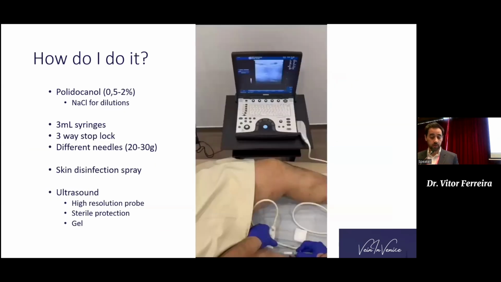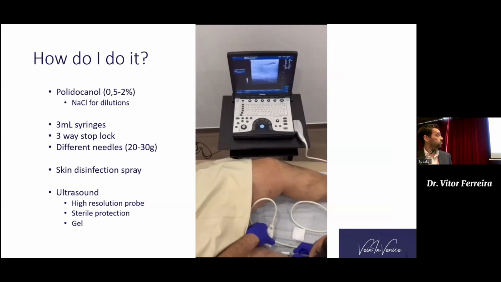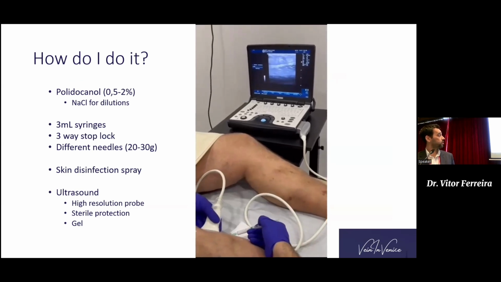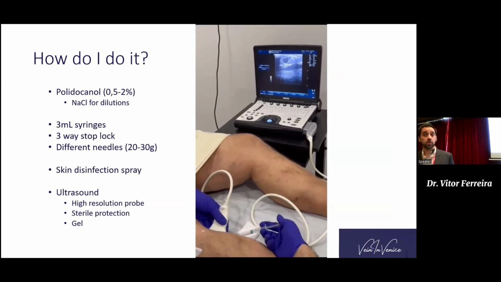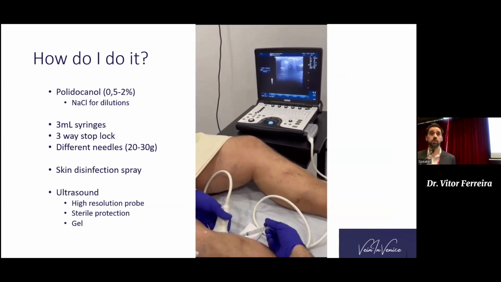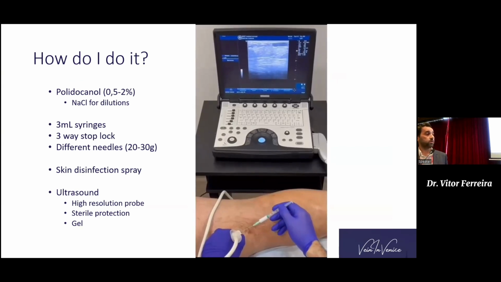So how do I do it? I think my colleagues already explained very well the evidence and the studies, so I'll present a more practical approach. How do I do it? I try to keep my setup pretty simple. I use longitudinal view, direct injection, small syringes. I use polidocanol in different concentrations depending on the patient characteristics.